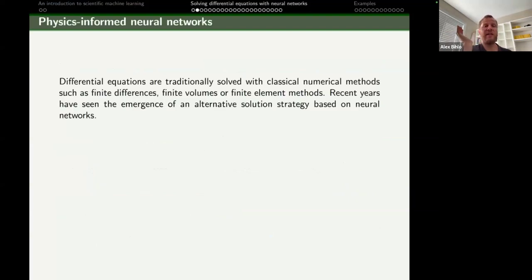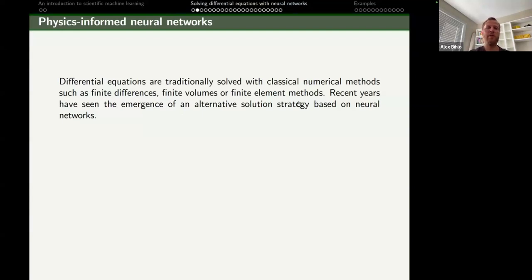Traditionally, at least for the last 100 or so years, differential equations were solved with what I call classical numerical methods. This would include methods such as finite differences, finite volumes, finite elements, but also, of course, spectral methods and meshless methods. There are many, many methods out there, but all of them are essentially standard numerical schemes in comparison to what I introduce here today.